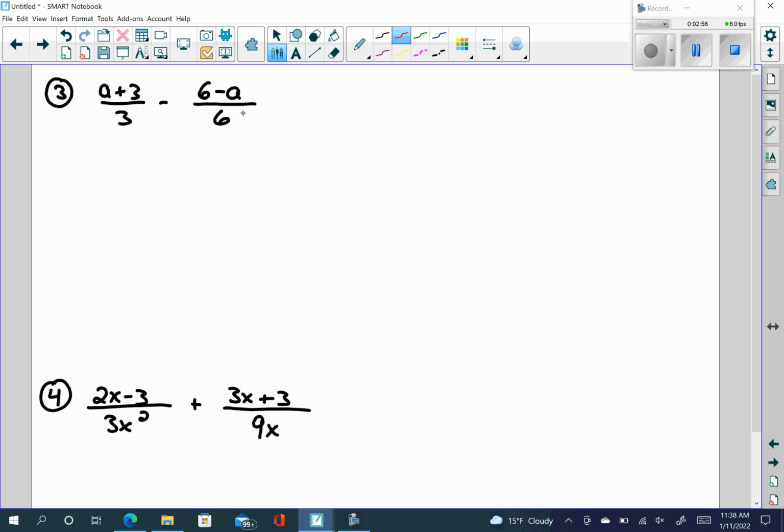Number 3, again, our denominators are just monomials. What's nice here is that they're just numbers. So again, I'm going to make 2 blank fractions. 3 goes into 6, so our LCD is 6. Now the 3 got multiplied by 2 to get 6, so I need to multiply the numerator by 2. And the second numerator doesn't get multiplied by anything because the 6 was already there. However, because I am subtracting, I want to put it in parentheses. I'm subtracting a binomial, so I need to subtract both terms.